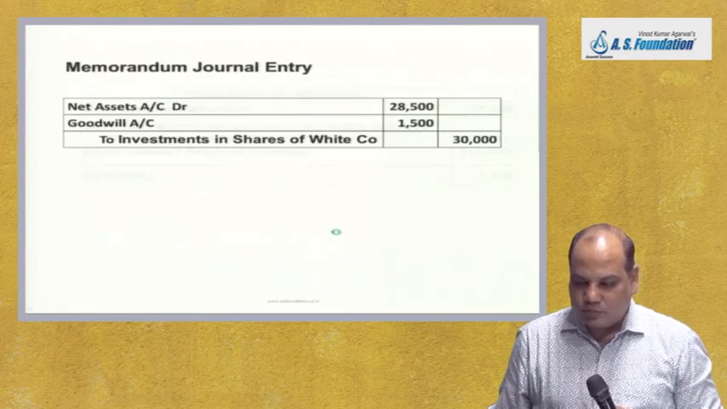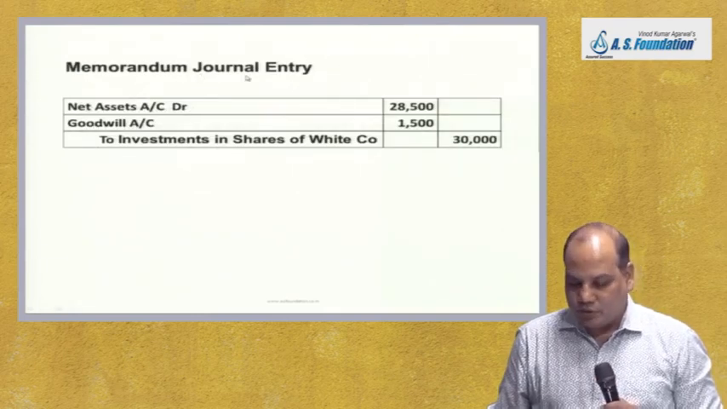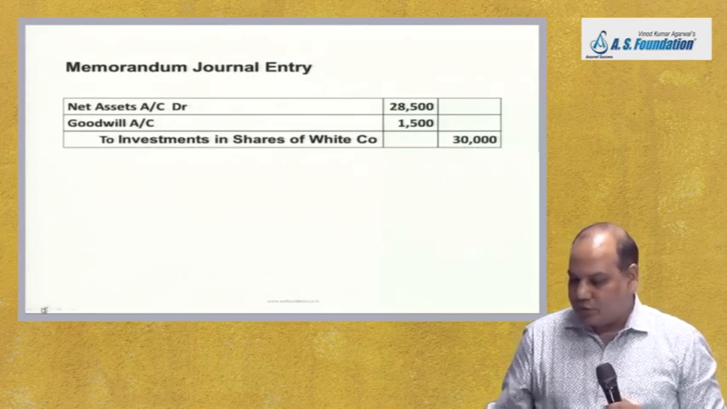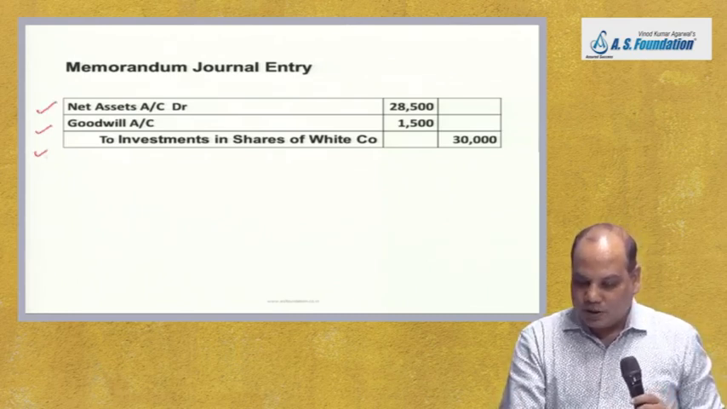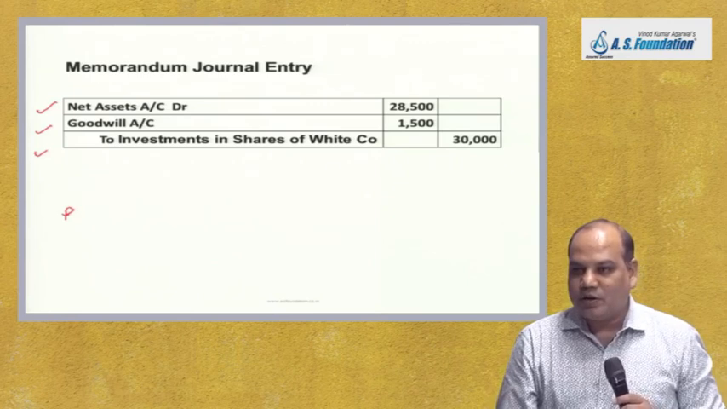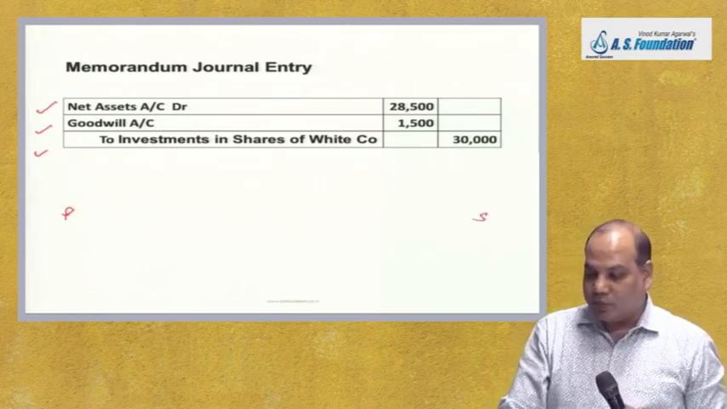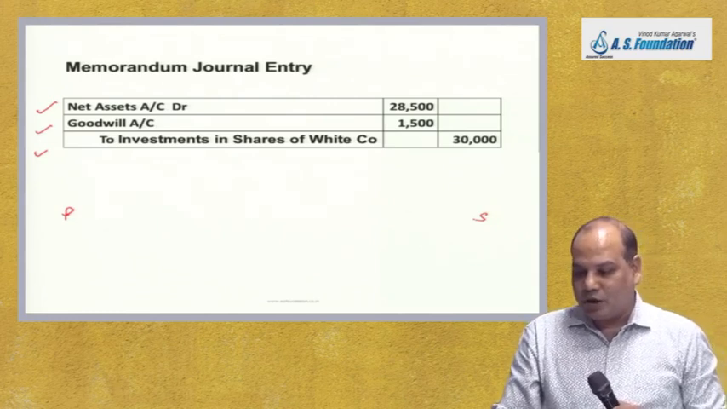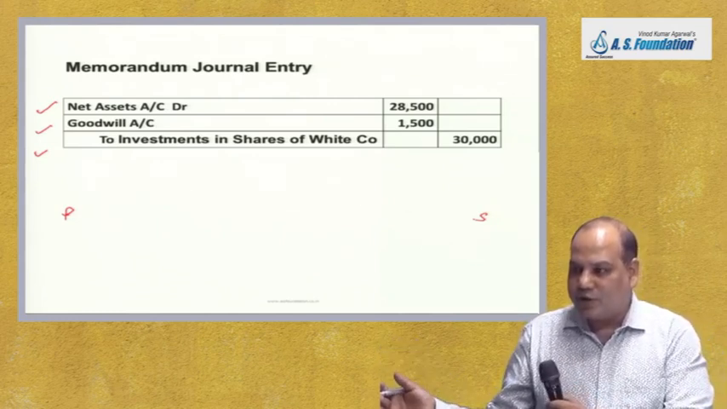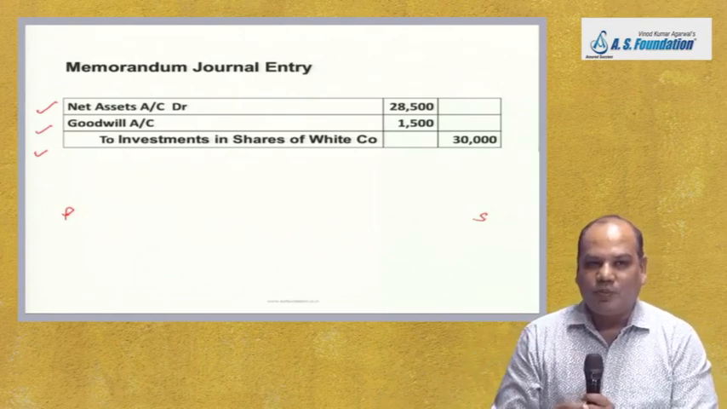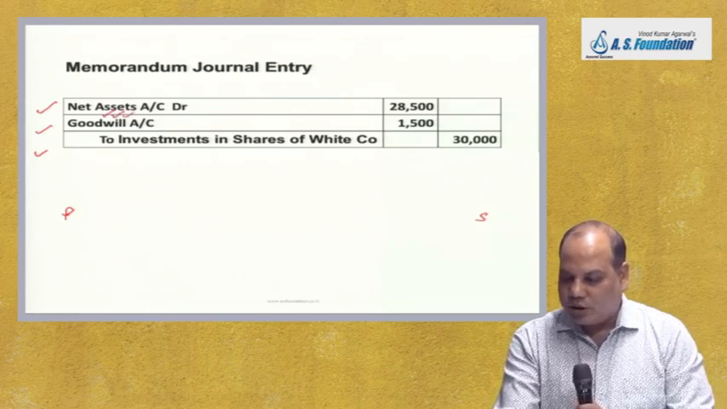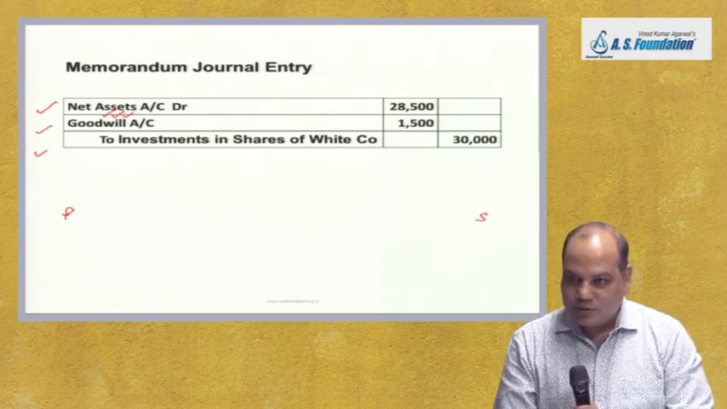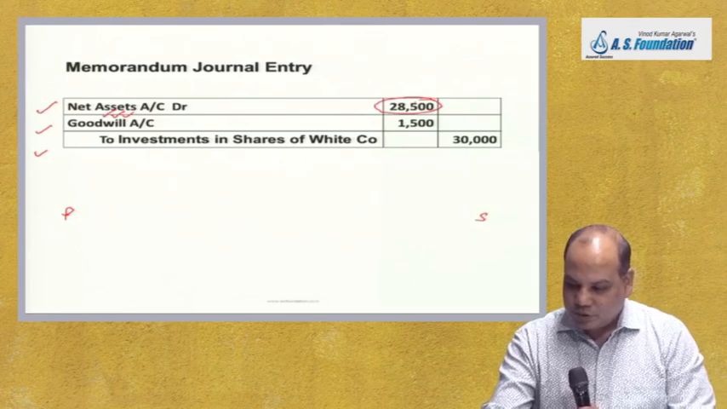Now we will write one memorandum journal entry. What is memorandum journal entry? We do not actually record this entry in the books of account because parent is one entity, subsidiary is another entity. It's only for the purpose of understanding how the subsidiary's financials are consolidated with parent. So what I'm going to do, I'm going to take over all the net asset of the subsidiary. I'm not writing individually. You want to write? Understandable. All assets debit, all liabilities credit.